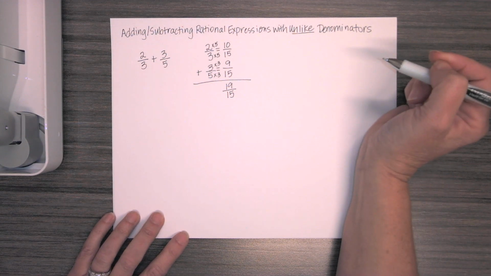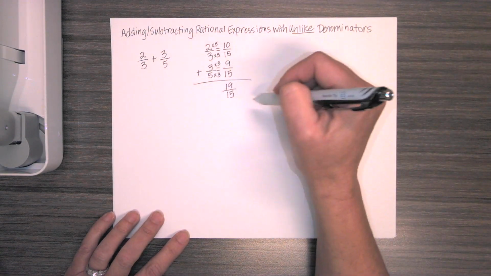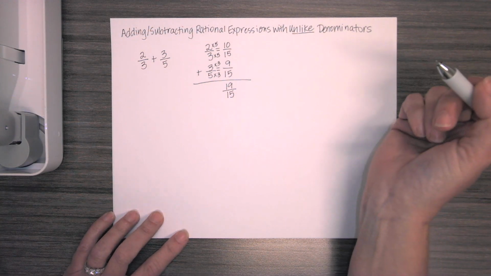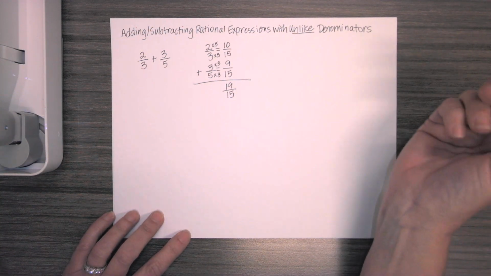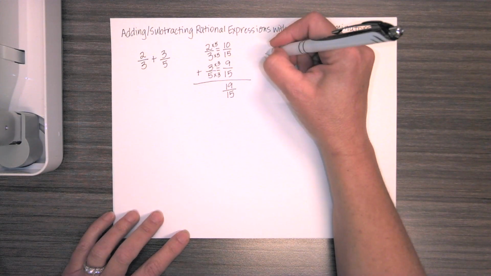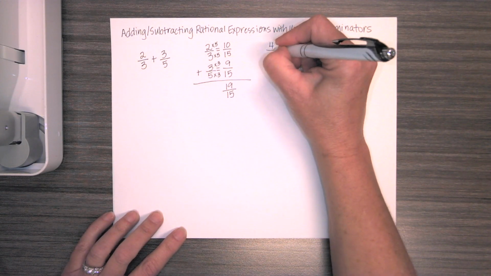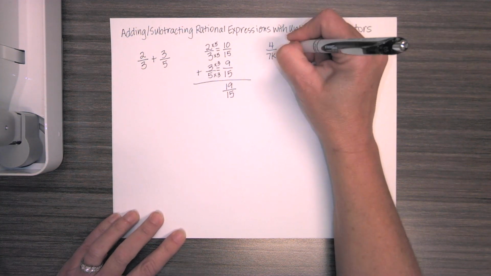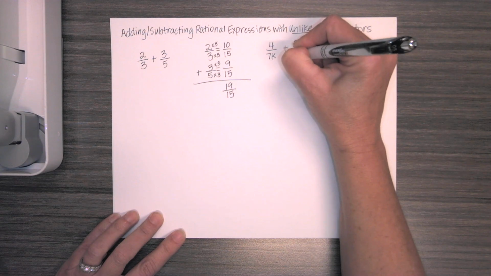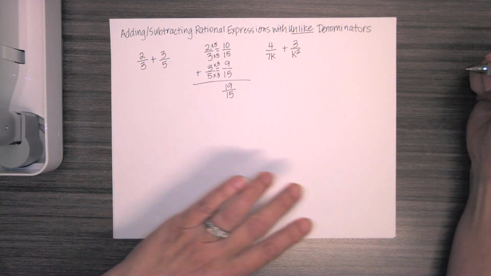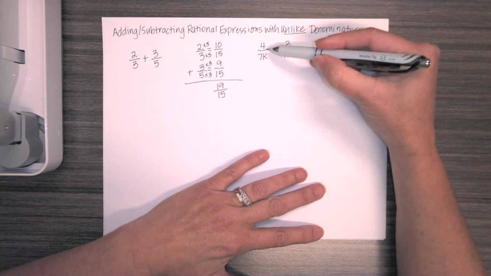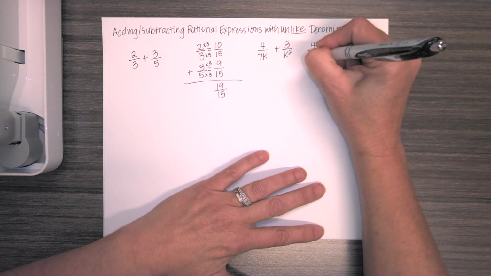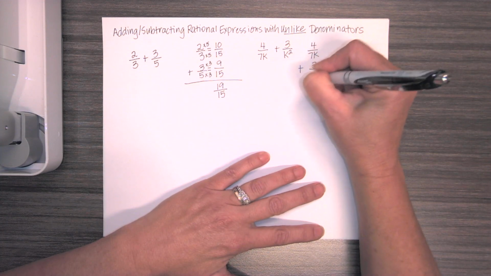Now, we're going to do very similar steps to this for rational expressions that have variables and polynomials in them. So let's look at one like that. If I have 4 over 7k plus 3 over k squared. Okay, again, I don't like my problem to be horizontal. I want to write it vertically so that I can write my equivalent fractions out beside each of these.